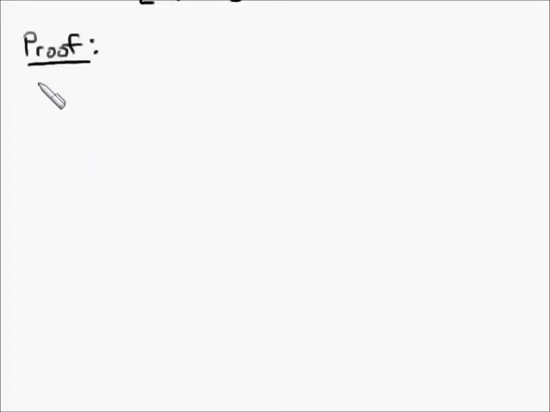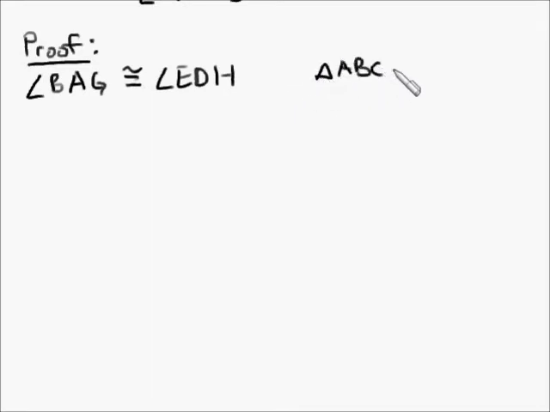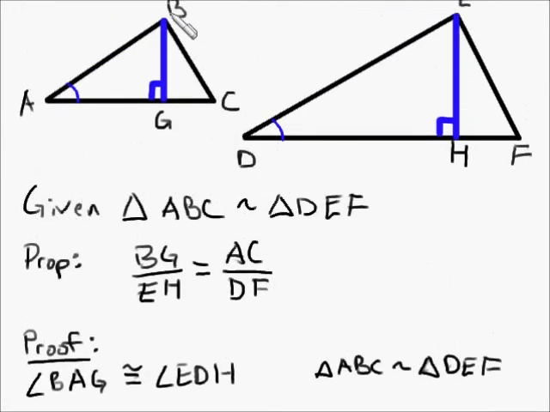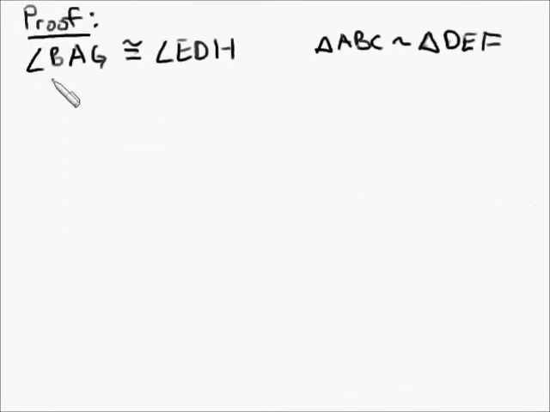So angle BAG is congruent to angle EDH, and that's because triangle ABC is similar to triangle DEF. Similar triangles have congruent angles, however you want to state that. Next, BGA and EHD, those altitudes right here, they're congruent because they're right angles, and all right angles are congruent.